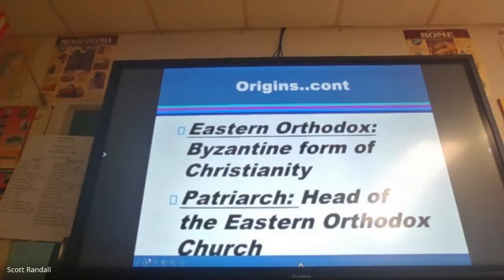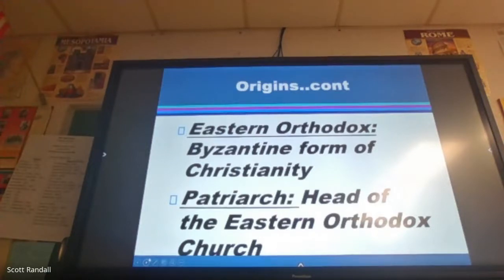Now, the deal here is at this time we don't know who's officially the head of the Christian world. Those in Western Europe believe it's the Bishop of Rome, the Papas, i.e. the Pope. Those in the eastern half go with the Patriarch, the Bishop of Constantinople. The Patriarch is the head of the Eastern Orthodox Church.